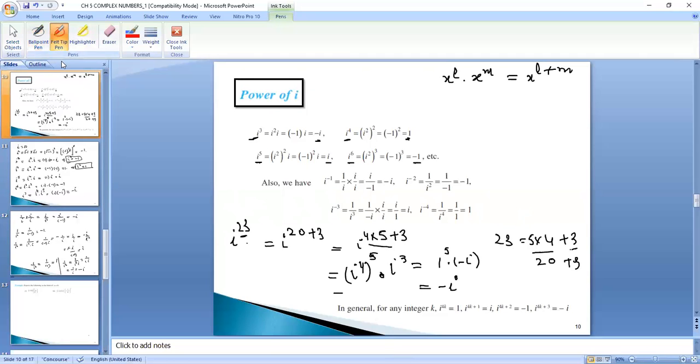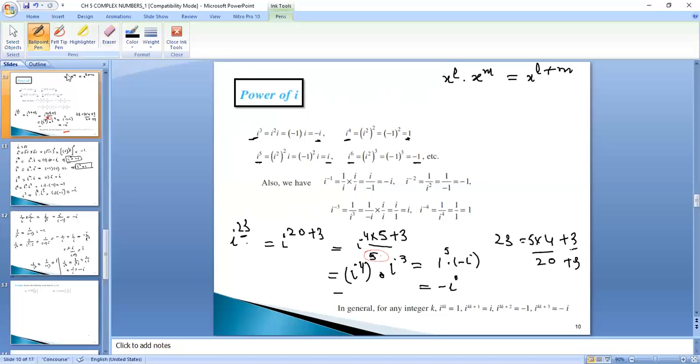So we have generalized the result now, that iota raised to power 4k will always be 1, just like our k is 5 here, right? K is 5 here, 4k. So iota power 4k is 1. Iota raised to power 4k plus 1 will always be iota. Iota raised to power 4k plus 2 is minus 1. And iota power 4k plus 3 is minus iota.